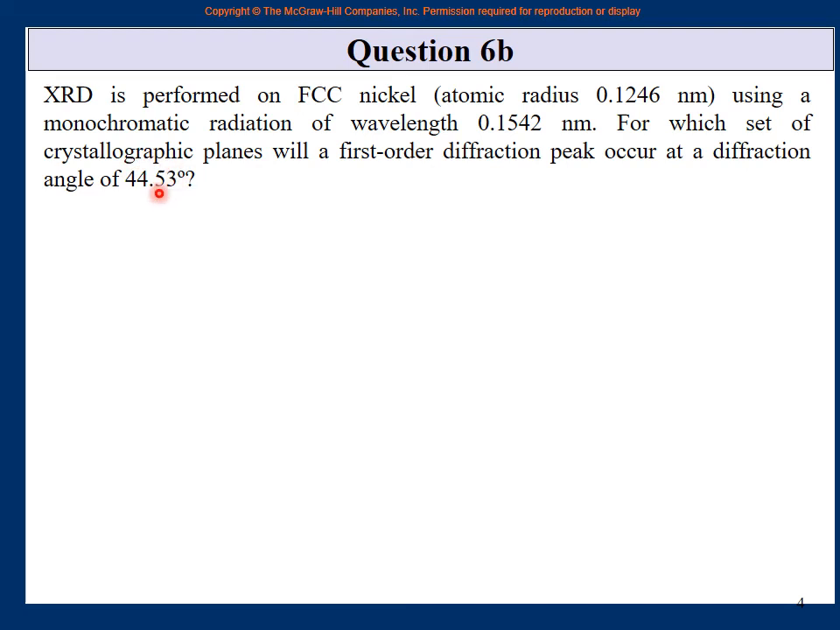Remember, this is 2 theta, right? Diffraction angle is 2 theta. It goes and it comes back. So it is 2 theta, so the theta is half of this. So which crystallographic plane, 111, 200, 121, for which plane does this happen?